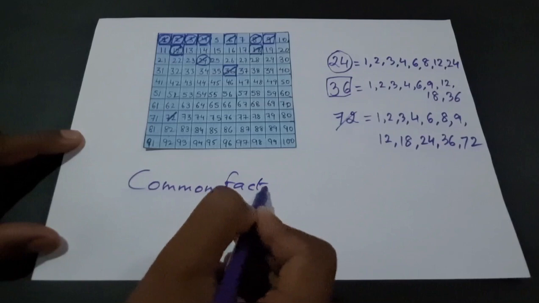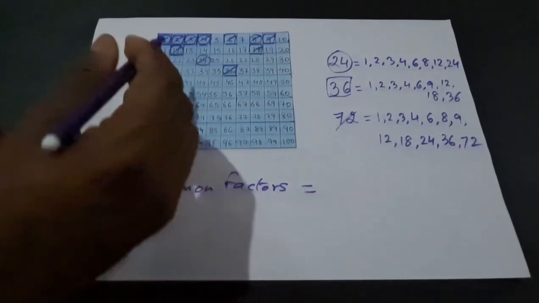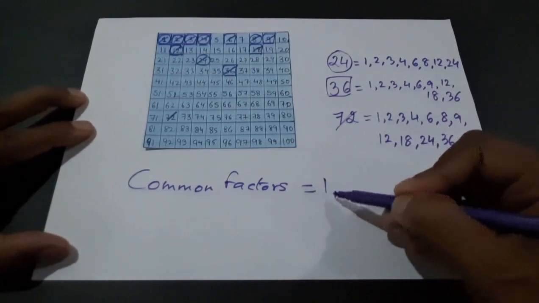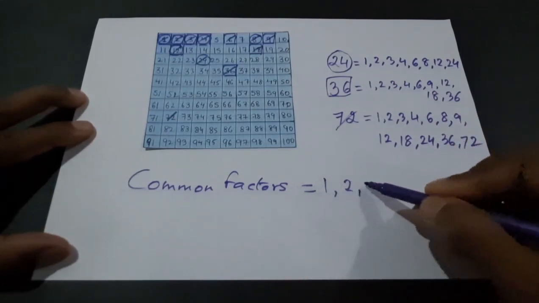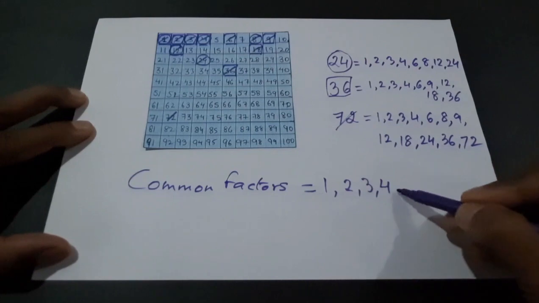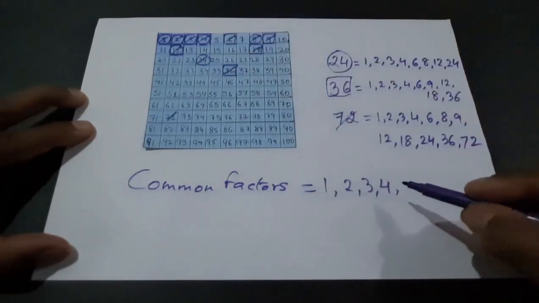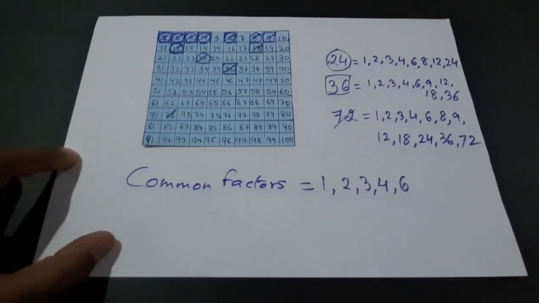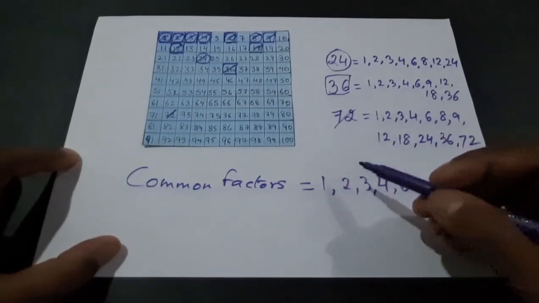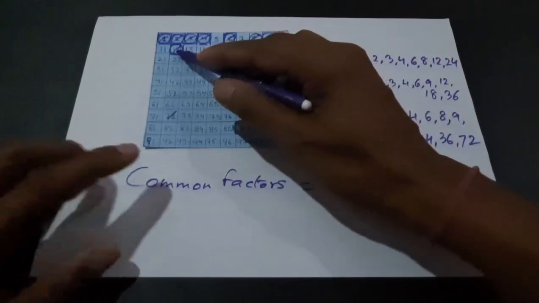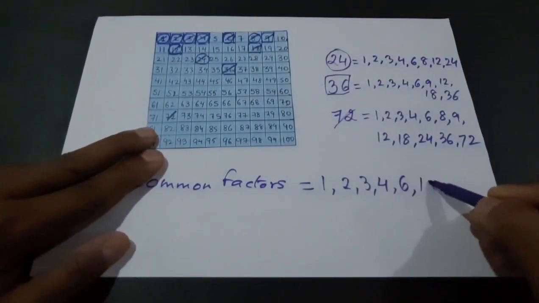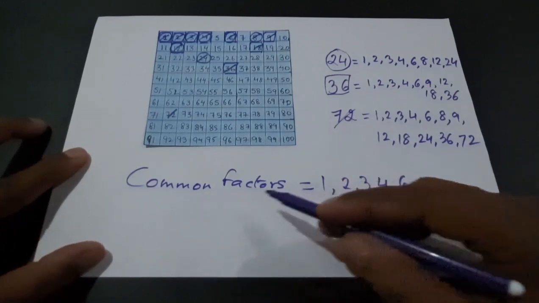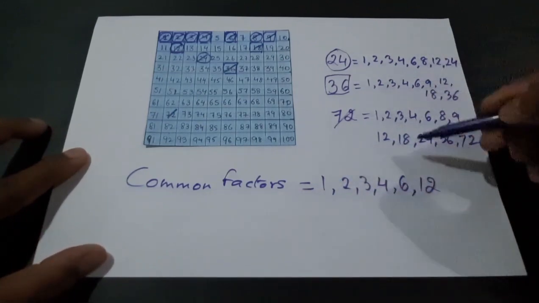So if we have to list down the common factors, we can see which number contains all the shapes. So 1 contains all the shapes, 2 contains all the shapes, 3, 4, and you can see 6 also contains all the shapes. And finally there is another factor 12 which contains all the shapes. So 1, 2, 3, 4, 6 and 12 are called common factors because they exist in all the three numbers.